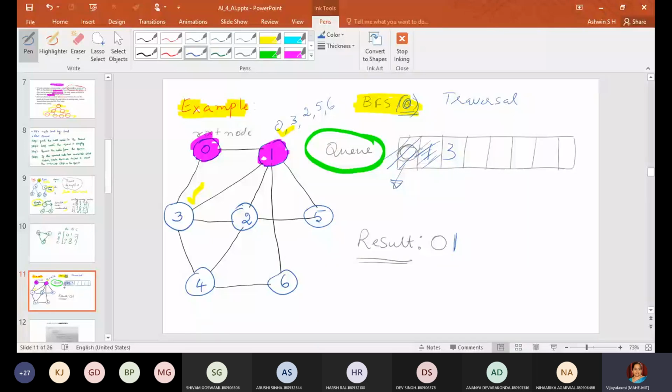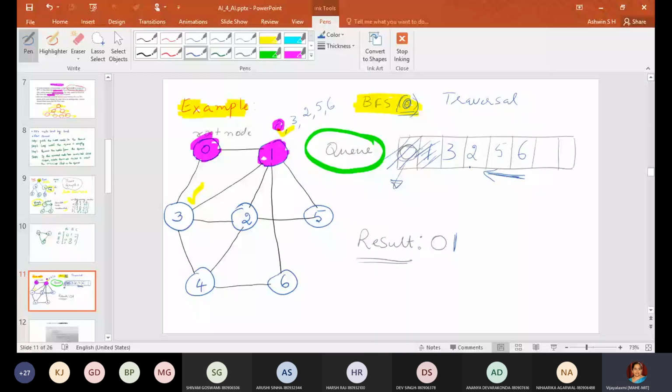Out of 0, 3, 2, 5, 6, I should not consider 0 because it is already visited. Then what is coming? 3, 2, 5, 6. But 3 is already entered, so I have to now write 2, 5, 6. That means 2, 5, 6 will enter the queue. This is how the queue enters.